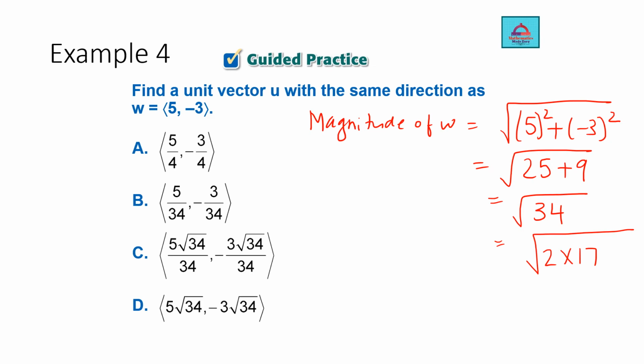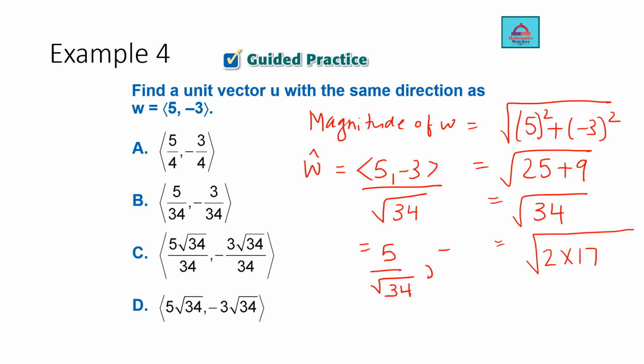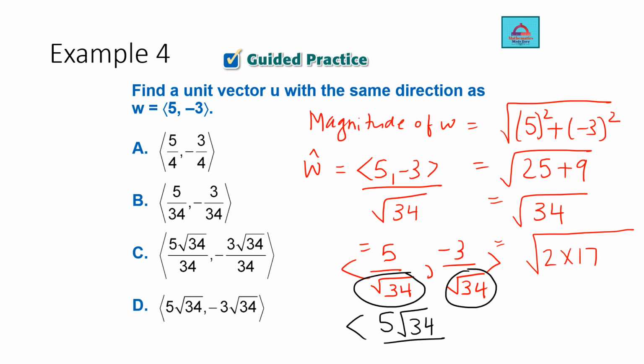And now you will find the unit vector as the vector 5 comma minus 3 divided by its magnitude. So it will be 5 over square root of 34 comma minus 3 over square root of 34. Now there's a need to rationalize. I hope you all can see, because in the denominator you have a radical. So the rule is to multiply with the same one and get rid of it. I do to the numerator and to the denominator the same thing and get the answer as this.